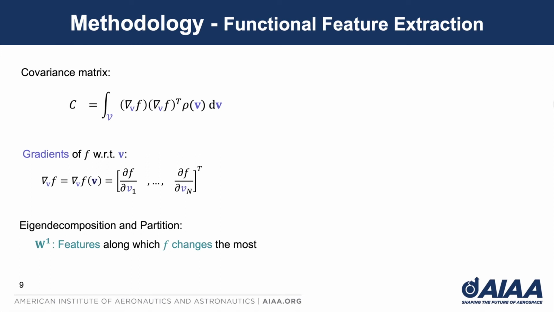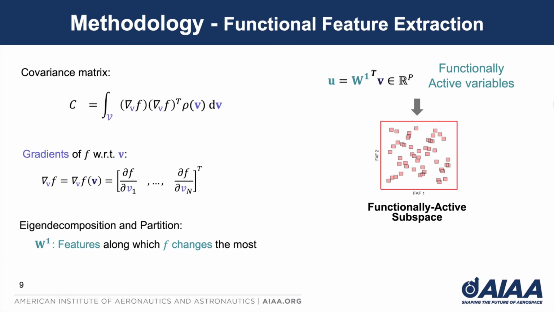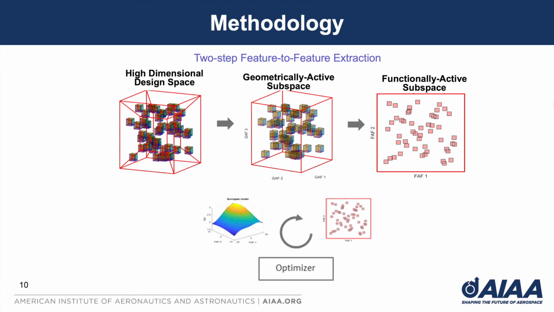The eigen decomposition of this matrix, followed by the partition, gives the features along which the function changes the most. The linear combination of these features gives functionally active variables which act as coordinates of the new functionally active subspace. This subspace contains both functional and geometric variability. Once this subspace is constructed, it can be used for efficient surrogate modeling and design optimization.